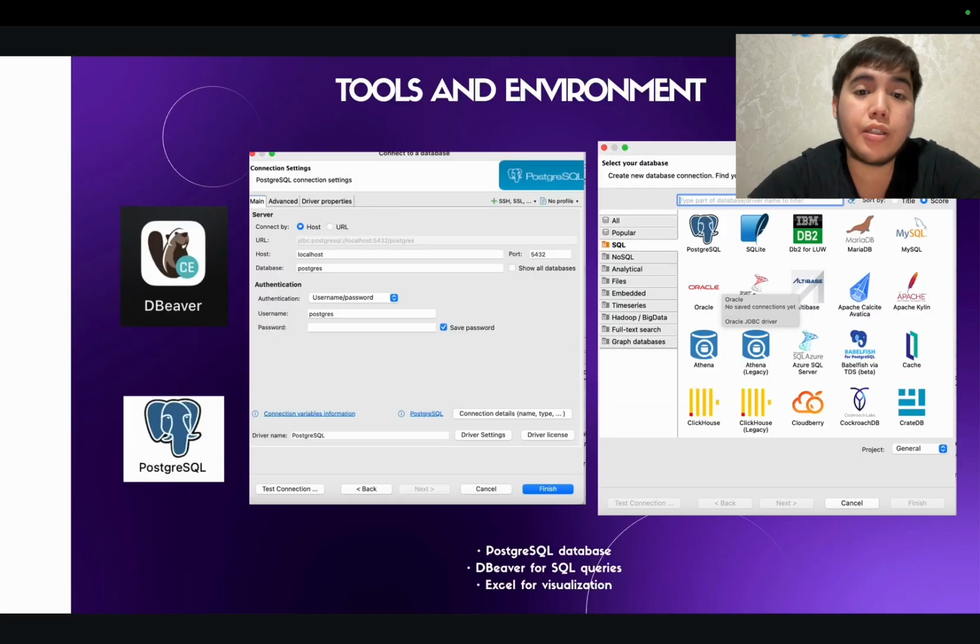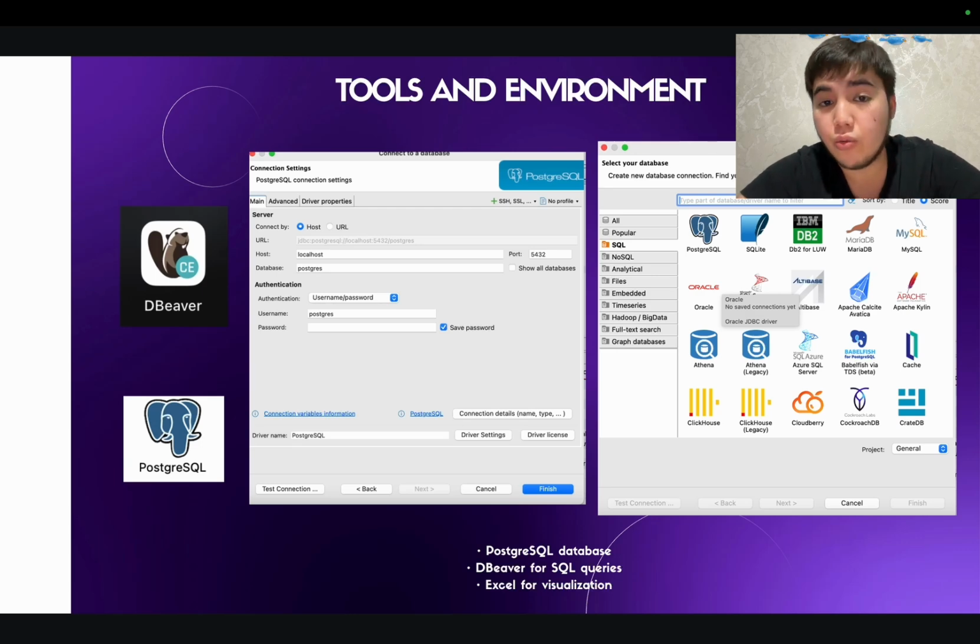During this internship, I mainly worked with DBeaver and PostgreSQL databases. I used DBeaver to write SQL queries and Excel to visualize the results. These tools helped me efficiently analyze large datasets. In DBeaver there is PostgreSQL, and I also worked with Excel.